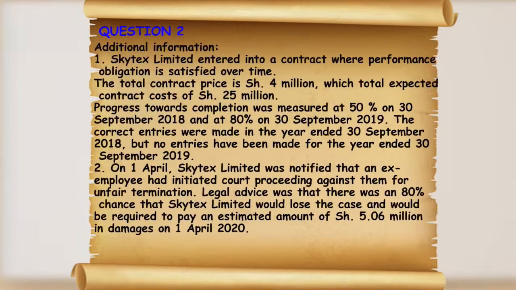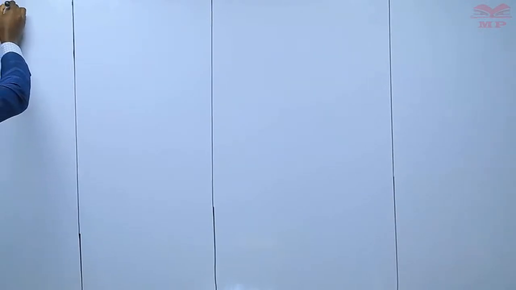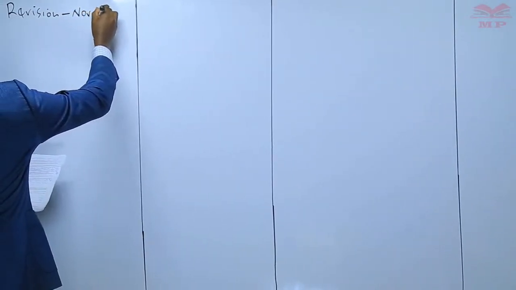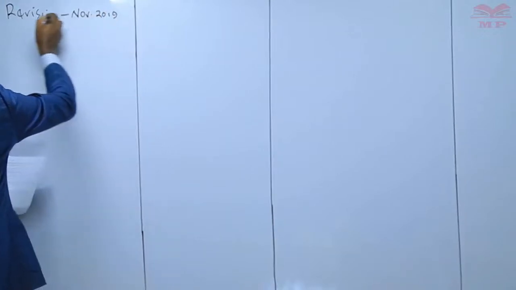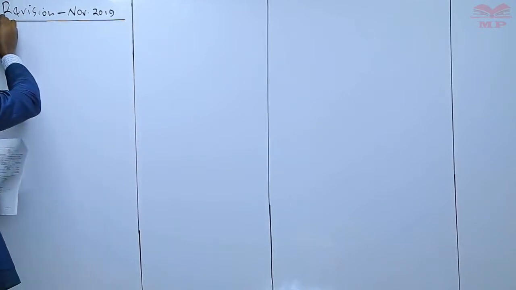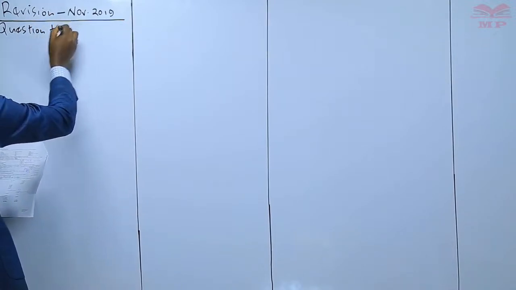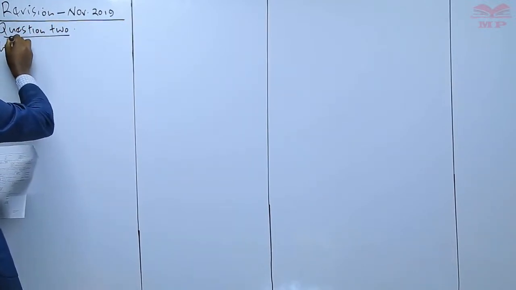Now, what we need to do is go through the additional information, note 1 up to note 7. First of all, we do some workings, and then from there we prepare what is required. So this is the revision. And this is still the paper for November 2019, and this is question 2. And we start with the workings.